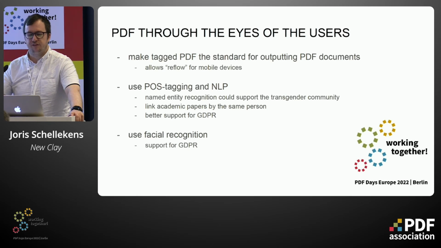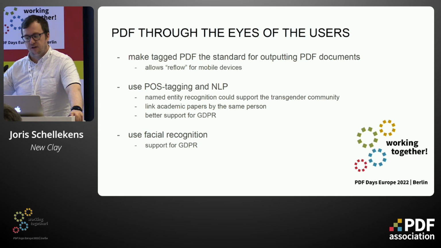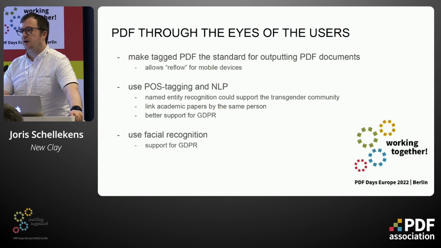But we can go even further. We can include part of speech tagging, we can include natural language processing. If we do something like named entity recognition, suddenly we can say, okay, this person is referenced here. This document is about these people. We can support the GDPR. We can support the transgender community if ever a pronoun change is needed. We can link academic papers written by a person or written about a person.